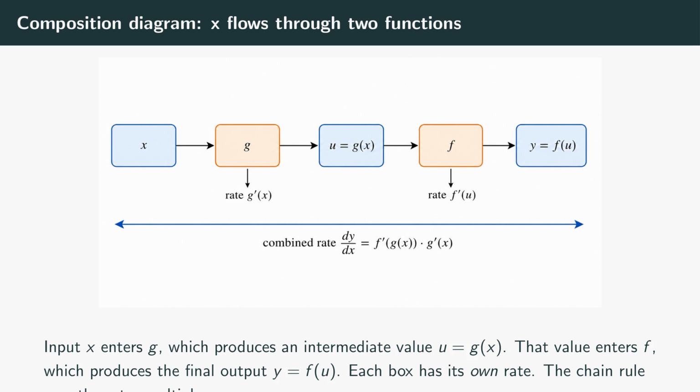The derivative of y with respect to x equals f prime of u times g prime of x, where u itself equals g of x. The box and arrow diagram is the chain rule made visible. Every chain rule calculation is a walk through this diagram, multiplying the rate at each box you pass through.